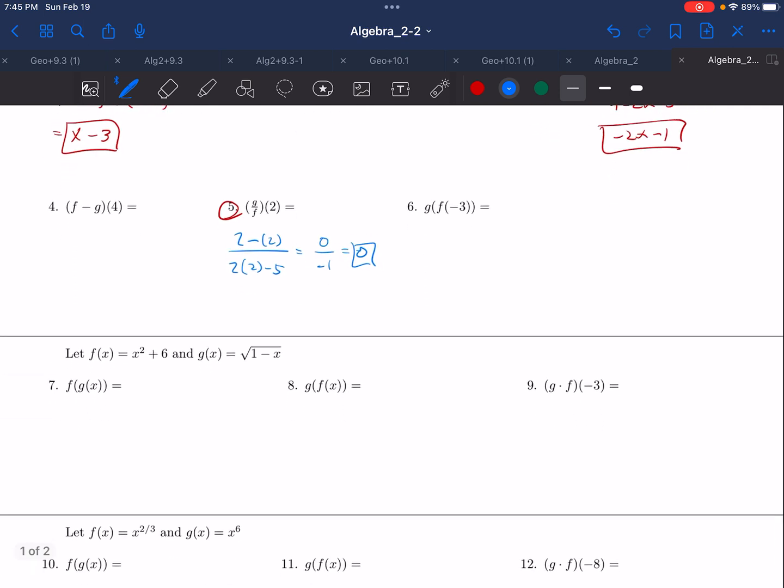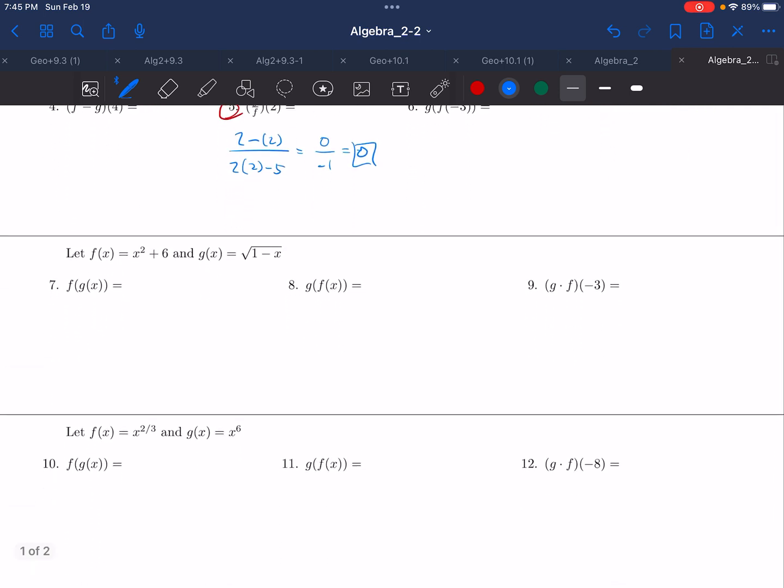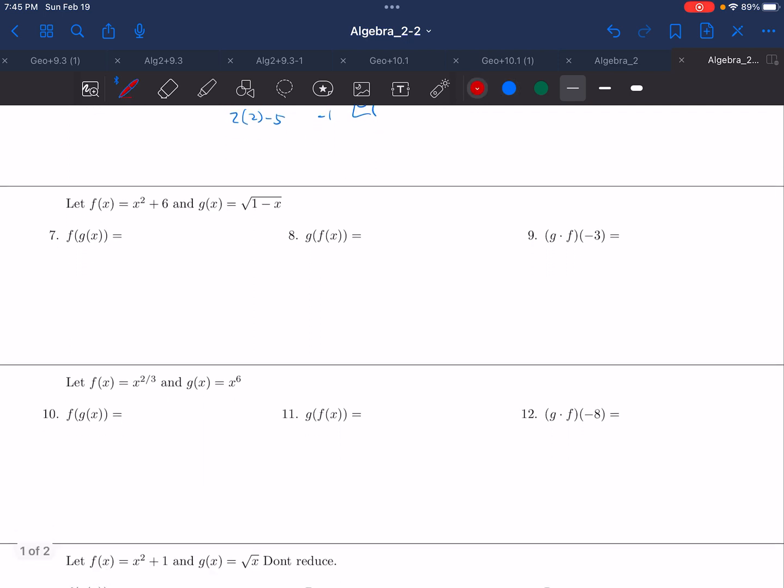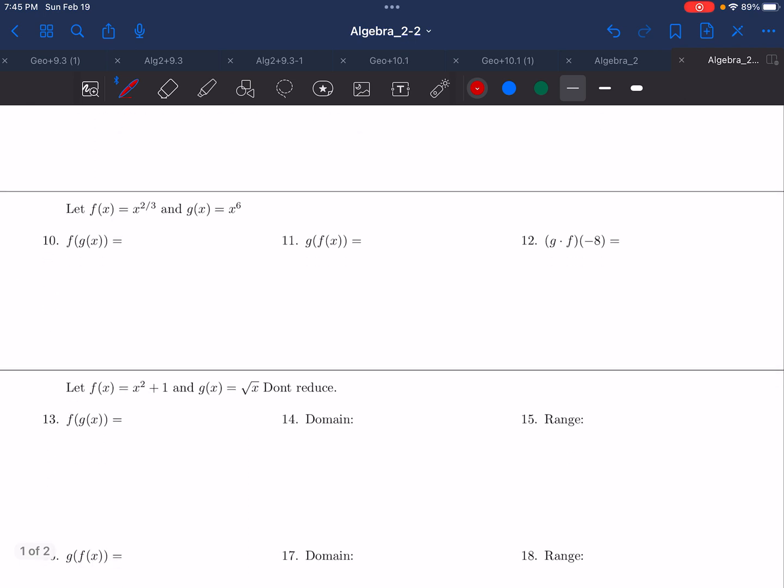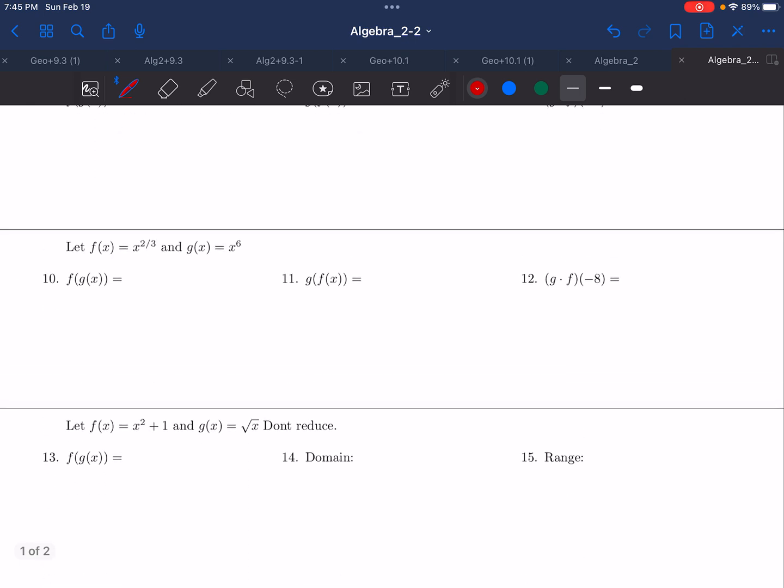Moving on. Yeah, we should probably do one of these here. Maybe number 10 here. So kind of mess with some exponentials. So again, f of g. So f is just simply something to the 2/3, but we're going to put g in there. And as you know, exponent to an exponent, we can multiply. This just becomes x to the 4th.